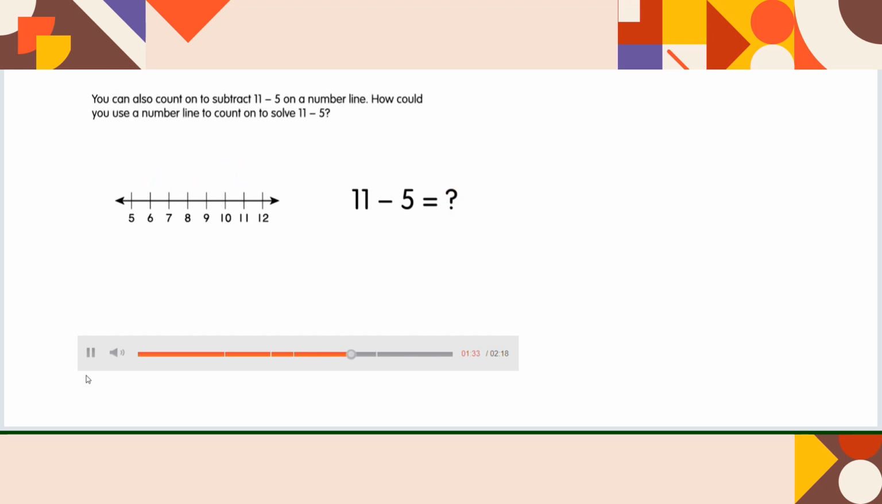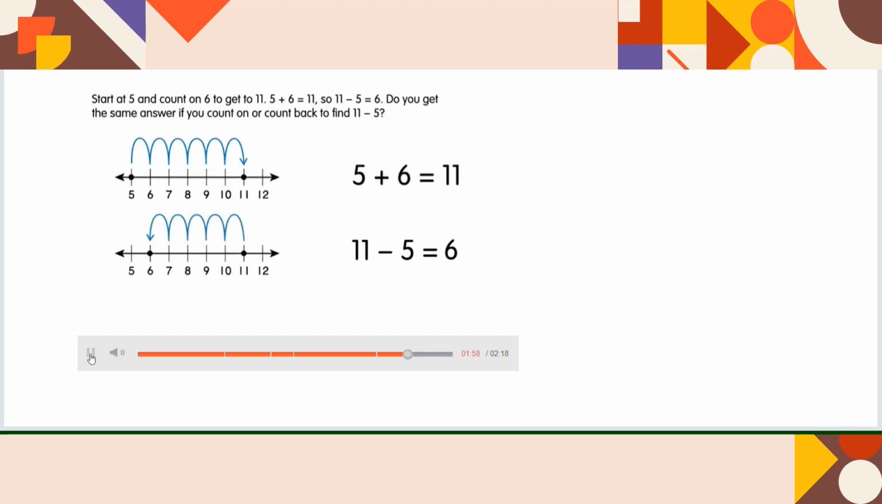You can also count on to subtract 11 minus 5 on a number line. How could you use a number line to count on to solve 11 minus 5? Start at 5 and count on 6 to get to 11. 5 plus 6 equals 11, so 11 minus 5 equals 6.